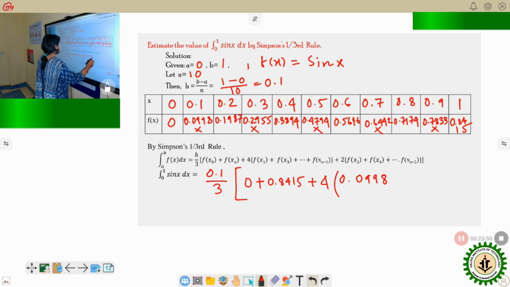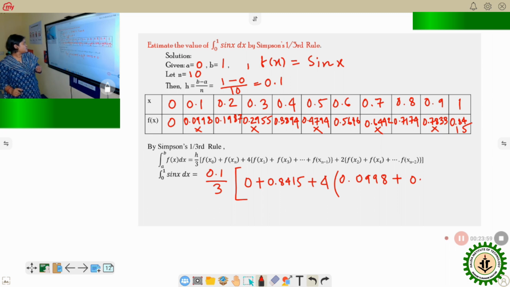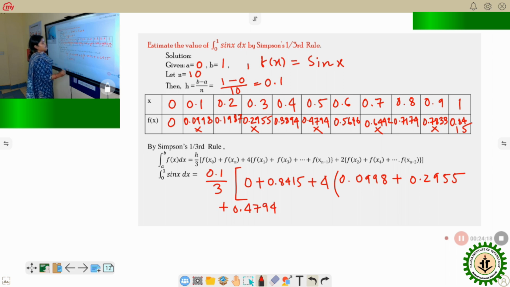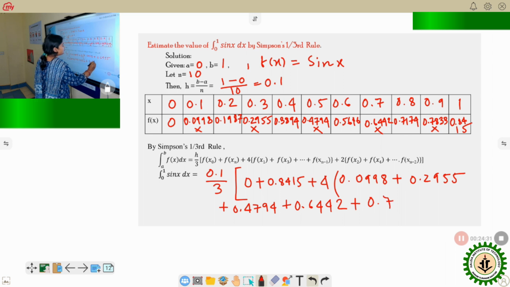0.0998 plus, I think this value is not... 0.2955 plus 0.474794 plus 0.6442 plus 0.7833. Done.